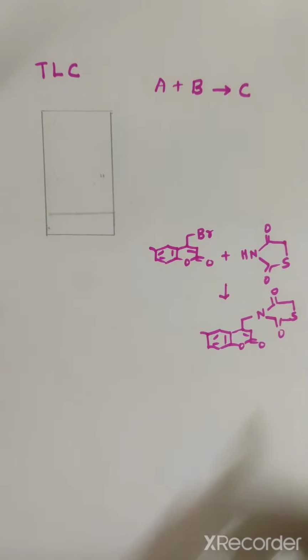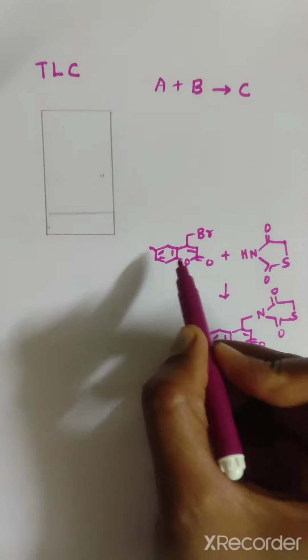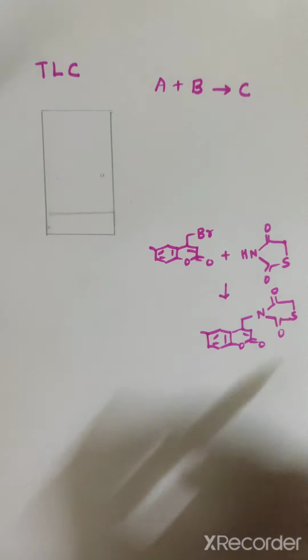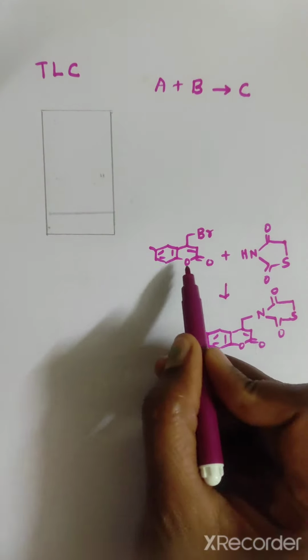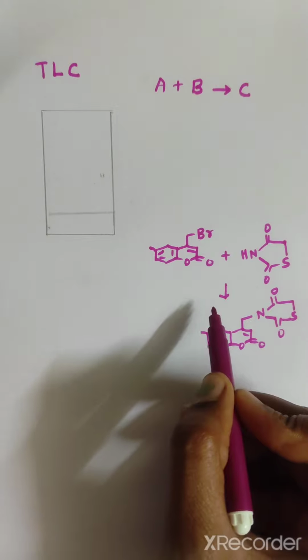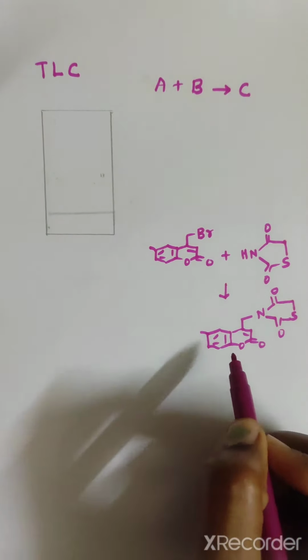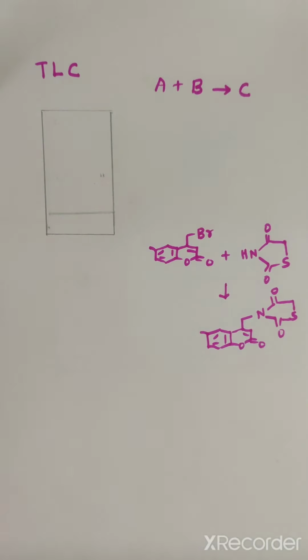Why do we want to put TLC? We cannot say without TLC whether the reaction is completed or not. You are reacting these two reactants in a 1:1 or 1:2 mole ratio. After this, whether the two reactants have completely reacted, whether the reaction is possible or not, we can say by putting TLC.